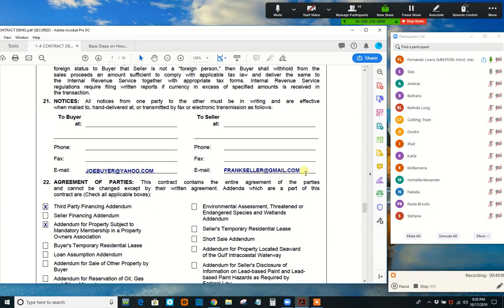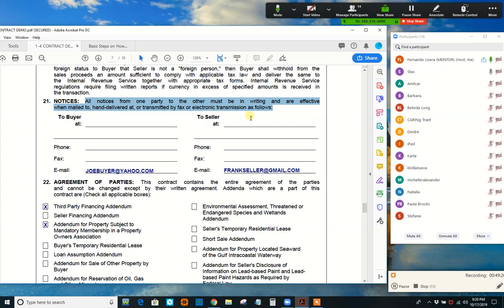Thank you. And then notices, please try to at least put an email in here. This is so important. People leave it blank all the time. Look how important this is. All notices from one party to the other must be in writing and are effective when mailed to, hand delivered, or transmitted by fax or electronic transmission.